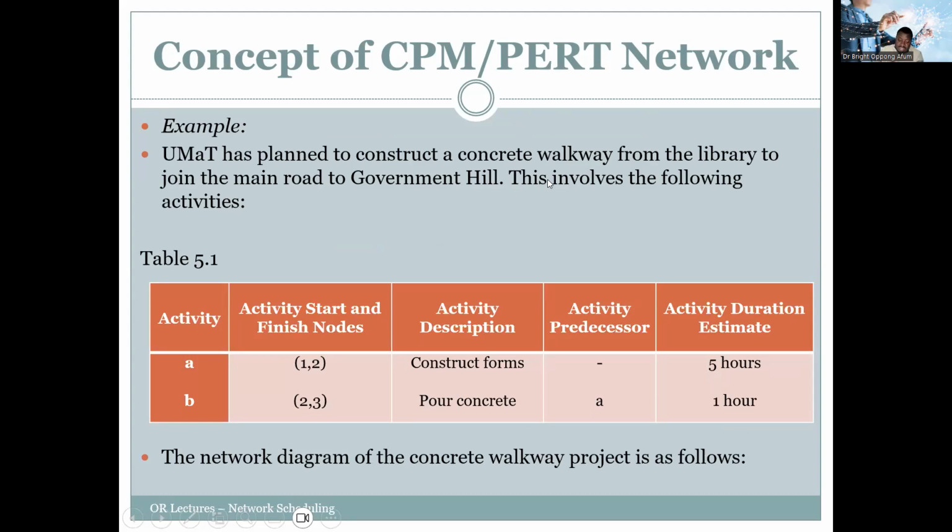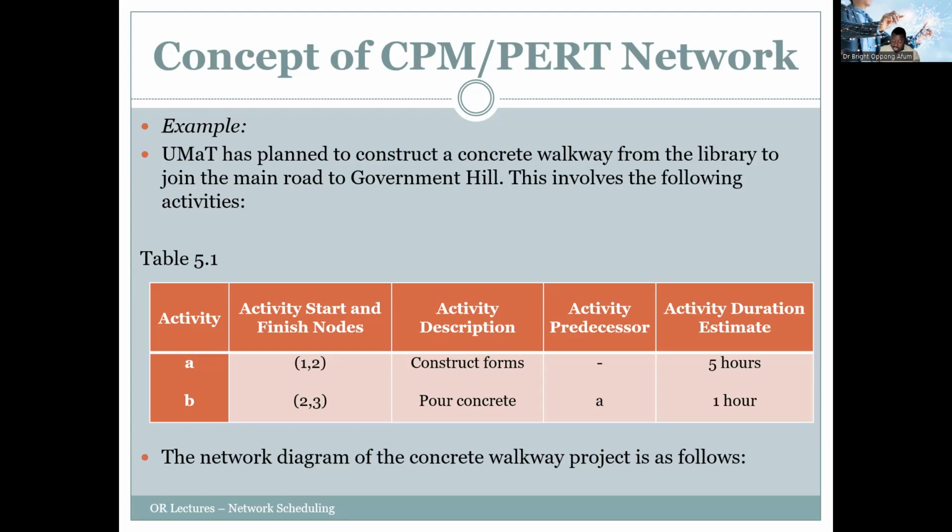The University of Mines and Technology has planned to construct a concrete walkway from the library to join the main road, to Government Hill. So this involves the following activities. There are two main activities here. Activity one, starting from start node one to finish node two, right?